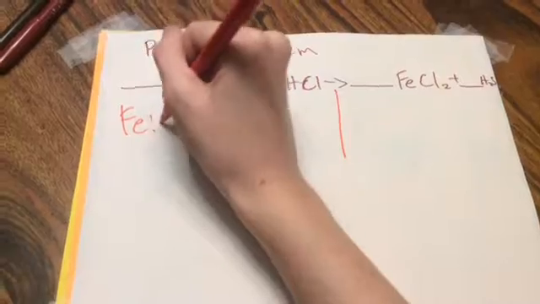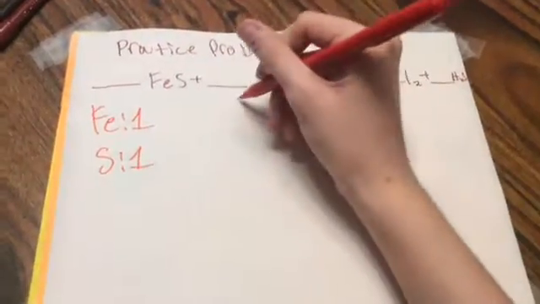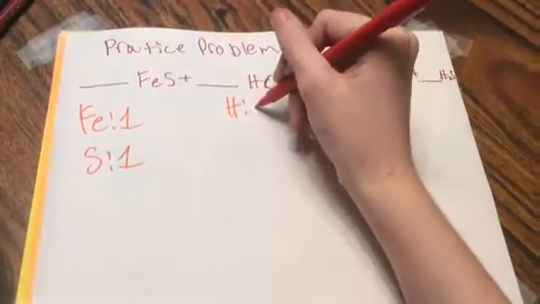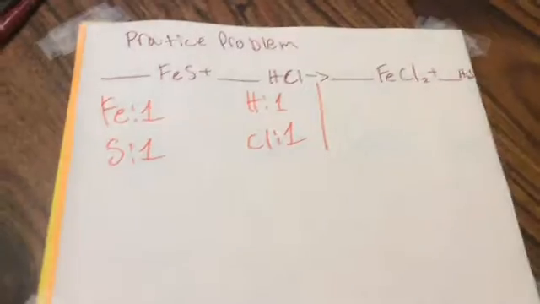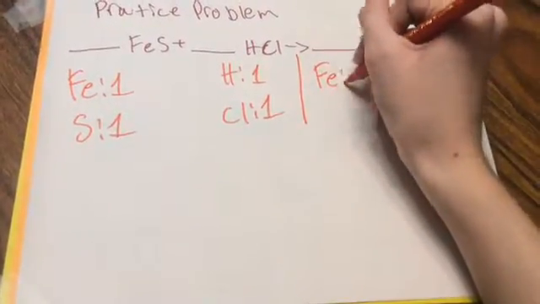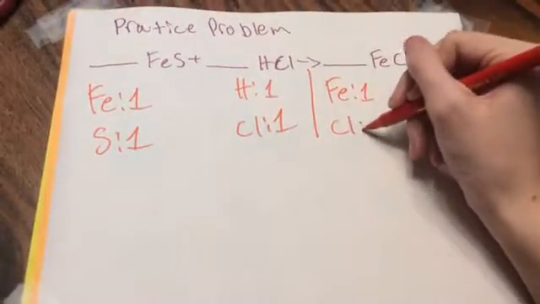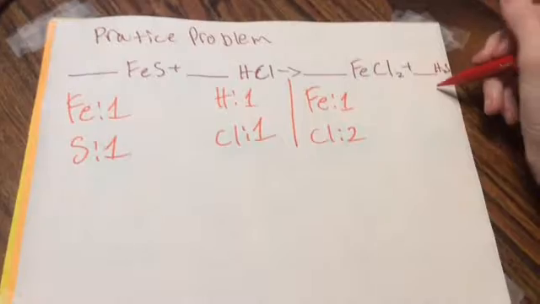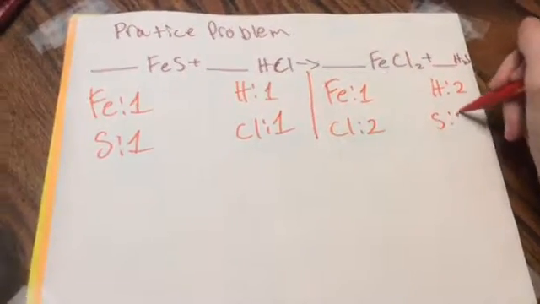Okay, let's do another practice problem. Do the same thing that we did before. So iron is 1, sulfur is 1, hydrogen 1, chlorine 1. Over here is 1 iron atom and 2 chlorine atoms. Right here you can't see, but it's H2. And sulfur is 1.